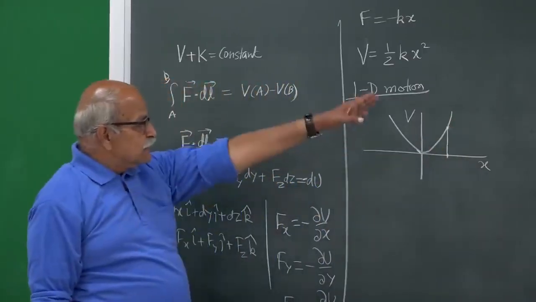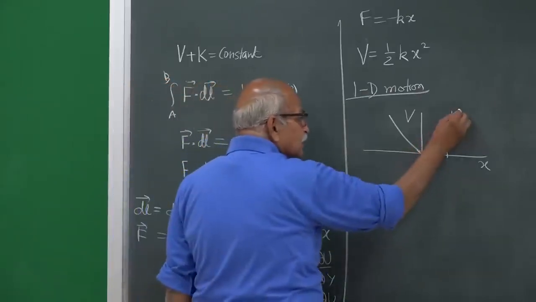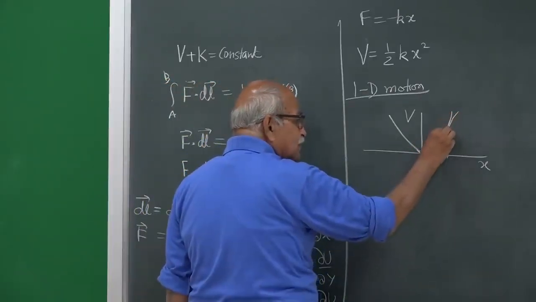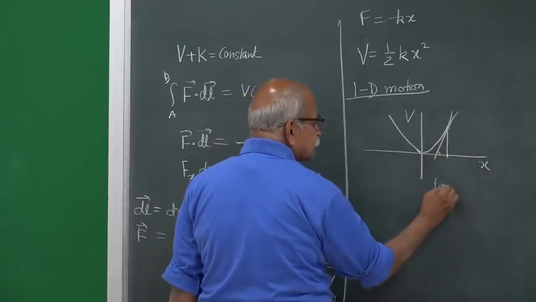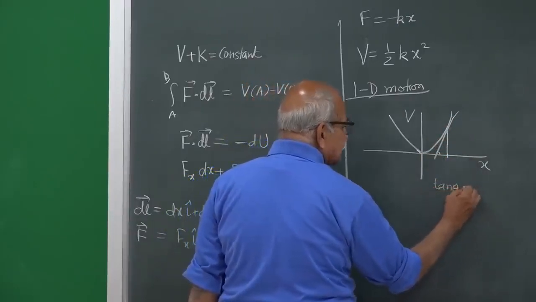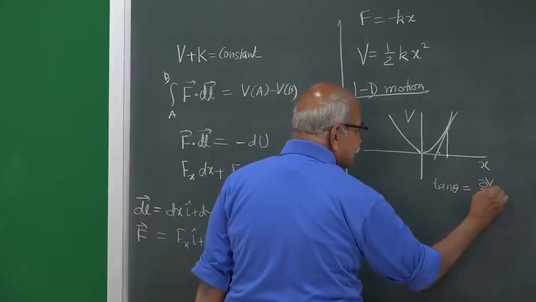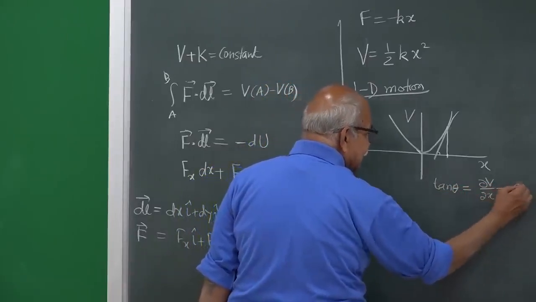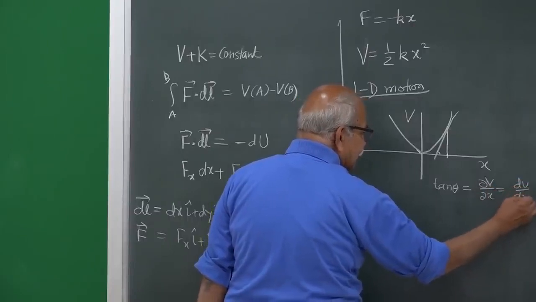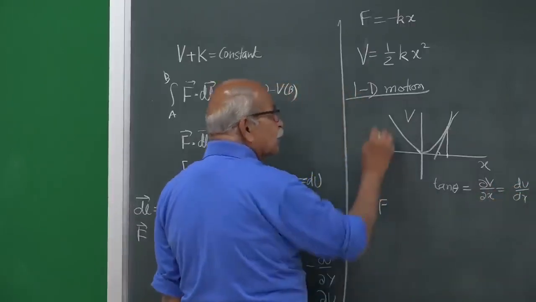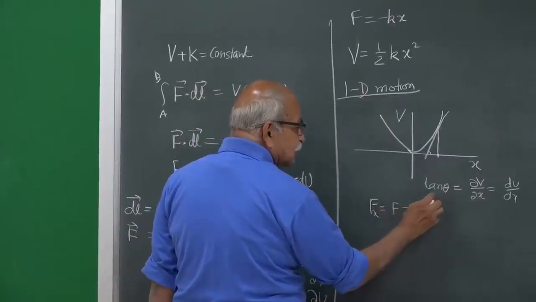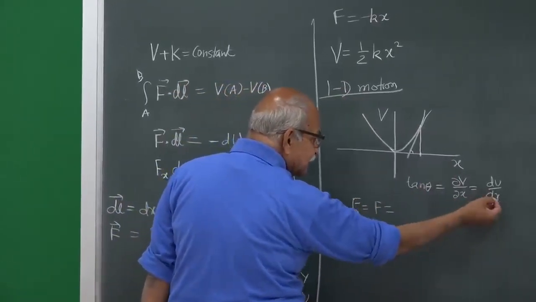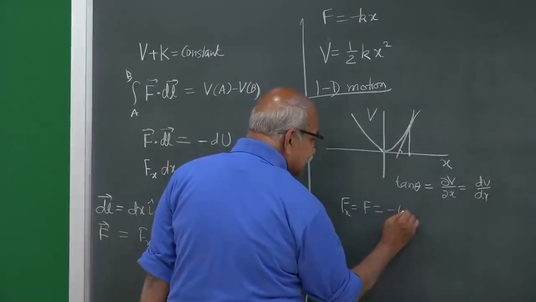And here if you draw a tangent, the slope of this is del V del x, which in this case is dV dx, and therefore your force is all one dimension. So, Fx is same as F. So, that is minus of this dV dx, and that is minus of this tan theta.